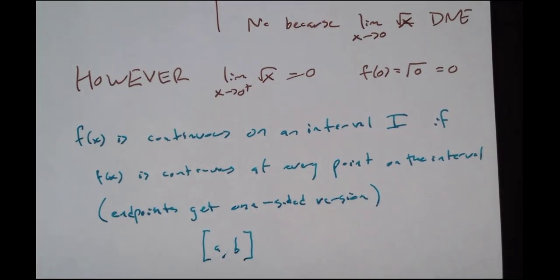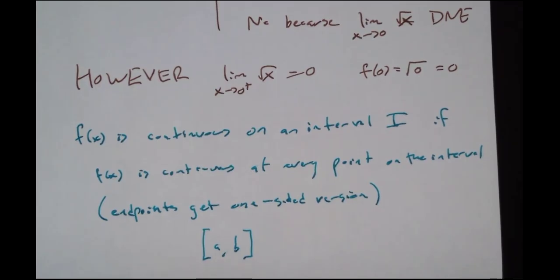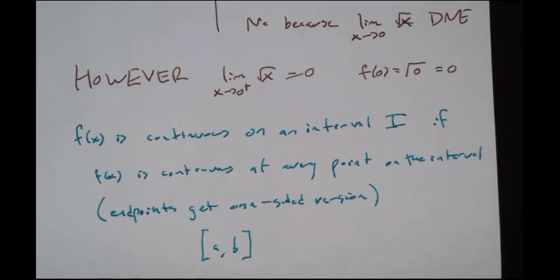So if I'm using a closed interval like A and B, and A and B are both included, then I want A to be continuous from the right, and I want B to be continuous from the left. And I want it to be continuous on both sides, everywhere in the middle.